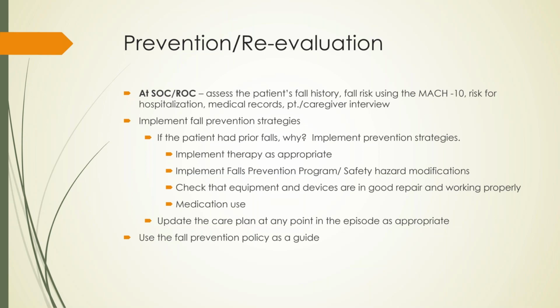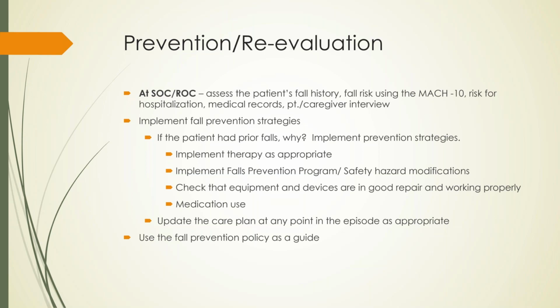Okay. All right, so Matt and Eric just did it in service, so I'm just going to reiterate a couple things. At start of care and resumption of care, we're going to assess the patient's fall history. We use the Mach 10. We also use the risk for hospitalization tool, so that's going to give us information. We can look at their medical records. We're going to talk to the patient, talk to the caregiver, find out about any history or anything that we can.